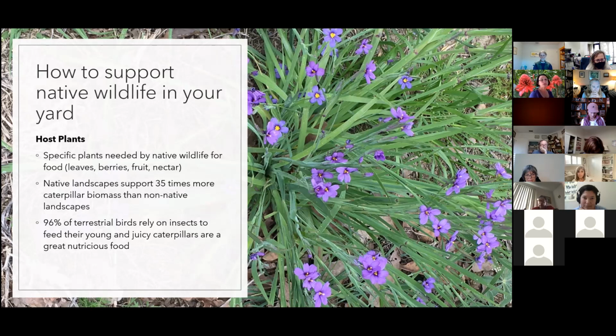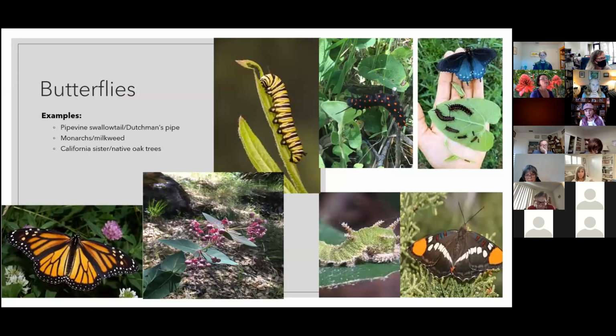And then we also know that most of our native birds heavily rely on feeding those caterpillars to their young and rearing their chicks. So here's a few examples of native California butterflies and their host plants. And these are all things you can have in your garden. Here up on top, the top right, is the pipevine swallowtail, which feeds exclusively on the Dutchman's pipe. And this is its caterpillar.